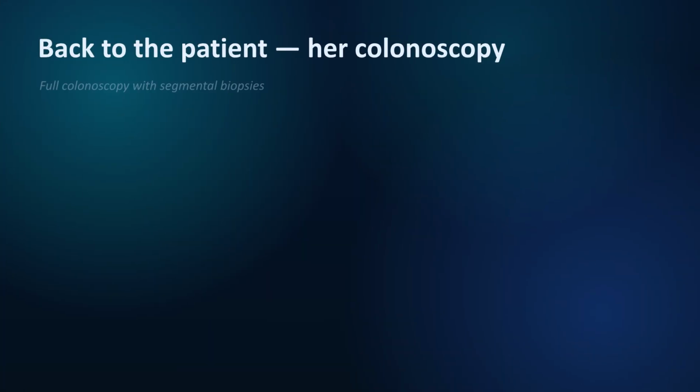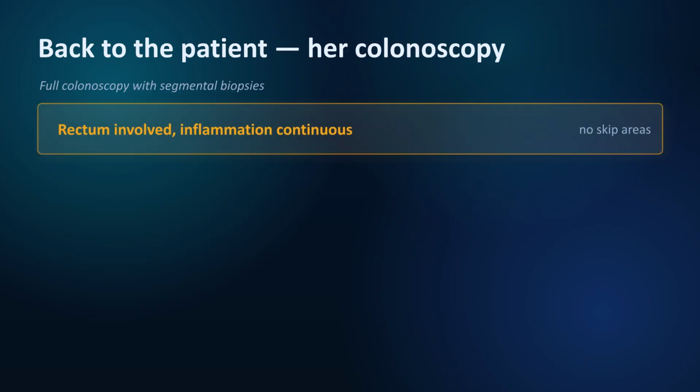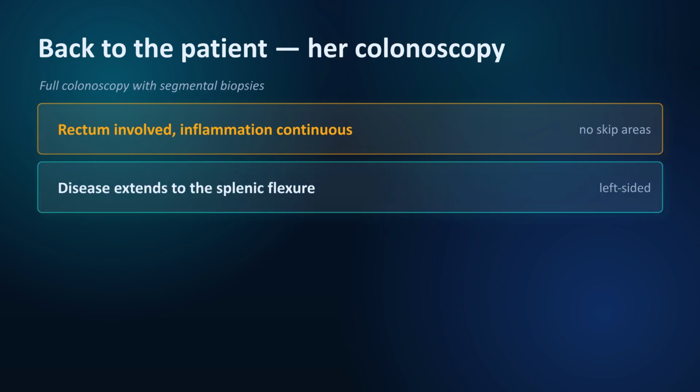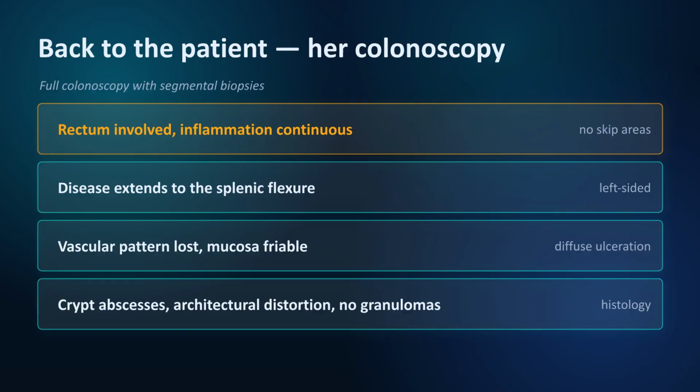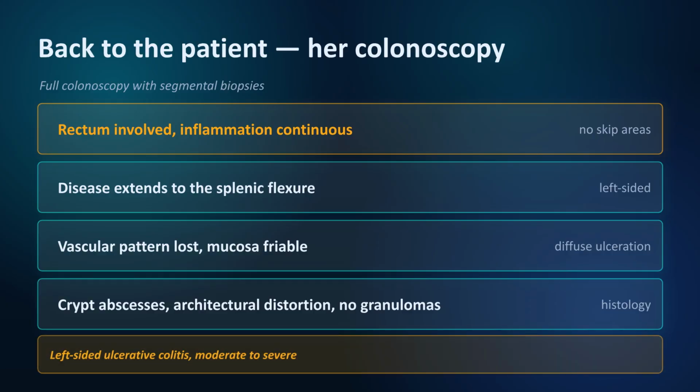Back to our patient. Her colonoscopy was performed with segmental biopsies throughout. The rectum was involved and the inflammation was continuous, with no skip areas anywhere. Disease extended up to the splenic flexure and stopped there, which makes this left-sided disease. The vascular pattern was lost, the mucosa was friable, and there was diffuse ulceration, and the histology returned crypt abscesses with architectural distortion and no granulomas. Every finding lines up. This is left-sided ulcerative colitis, moderate to severe by her clinical score. There was no ileal involvement on the terminal ileum intubation.